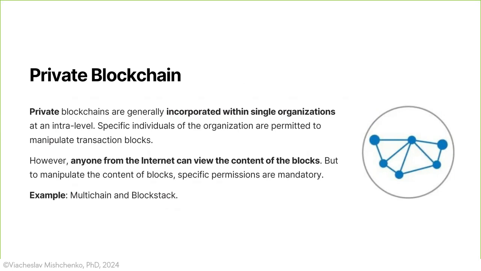In a private blockchain, only specific individuals within the organization have the permissions necessary to verify transactions and add new blocks, and this makes them ideal for businesses that need both security and control. Platforms like MultiChain and Blockstack may be excellent examples of private blockchain implementations, because these solutions allow organizations to maintain control while still leveraging the benefits of blockchain technology.